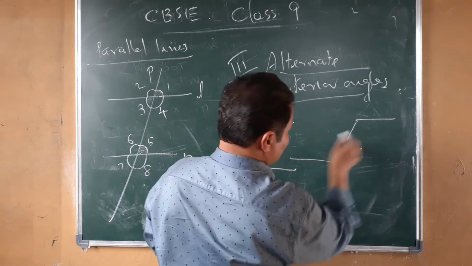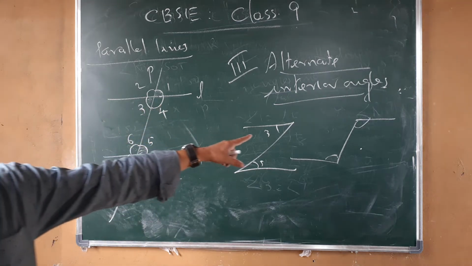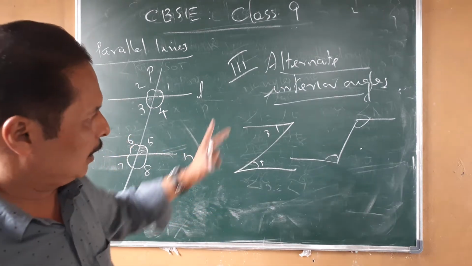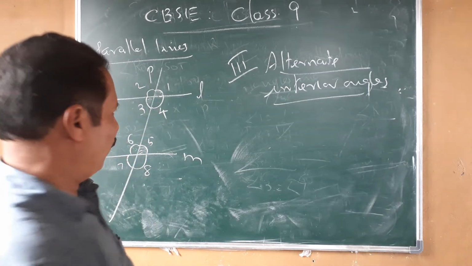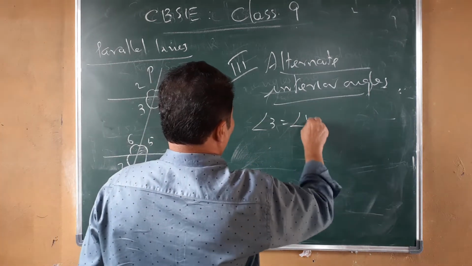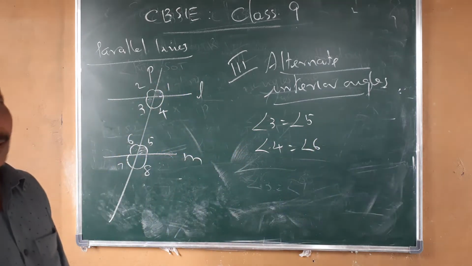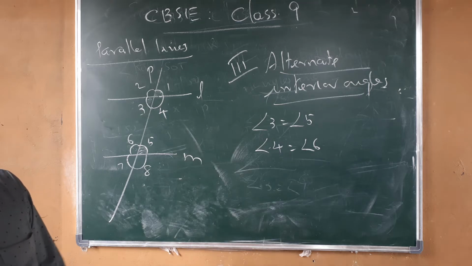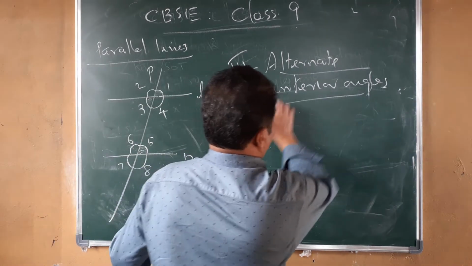Another one, like this. These two angles are also a set. There are 4 and 6 also. You see the shape of that alternate interior angles? Alternate 3 and 5, 4 and 6. You write it: angle 3 equal to angle 5 and angle 4 equal to angle 6. So, alternate interior angles are equal.